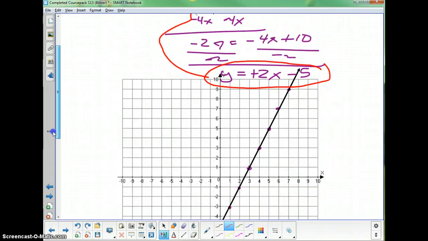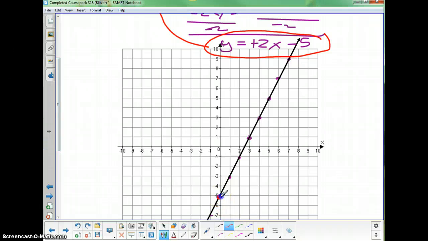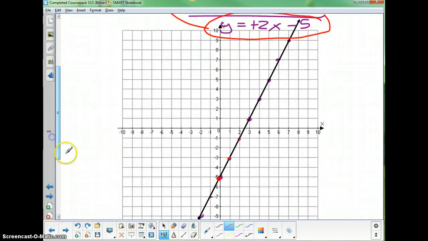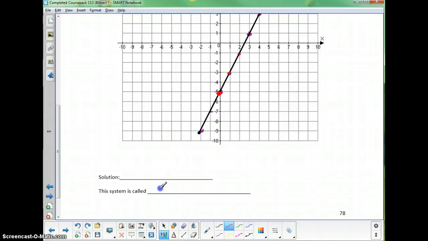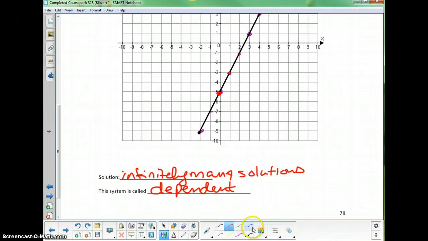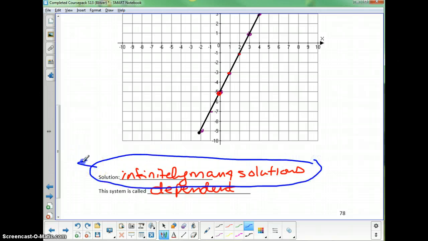That means that if I graph it, it's going to start at -5, go up 2 over 1, and its graph is going to look just like this one. So when I finish graphing it, I'm going to see only that one line, because they're both actually the same line. Okay? Since they're both the same line, this system is called dependent. And it has infinitely many solutions, since any ordered pair on that line is going to make that system true.